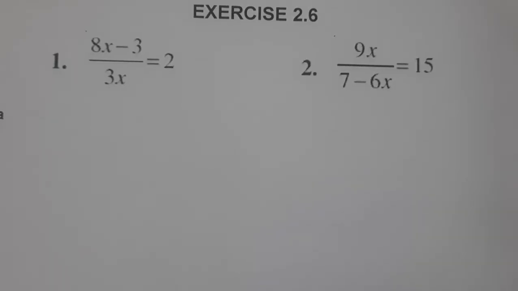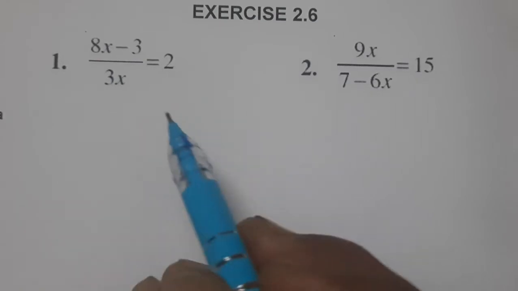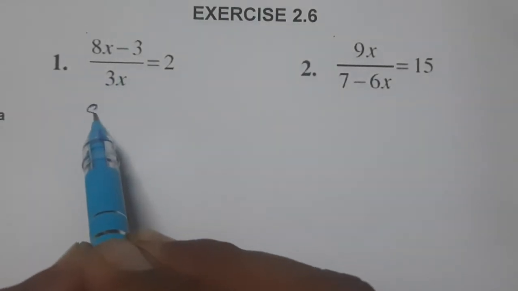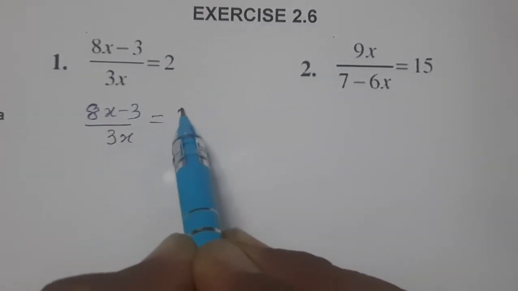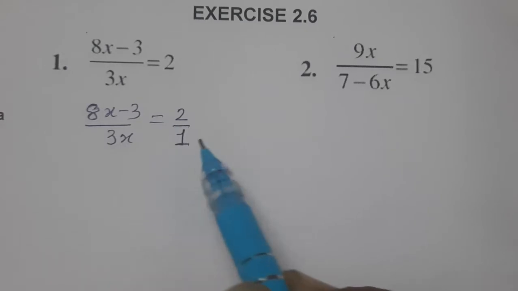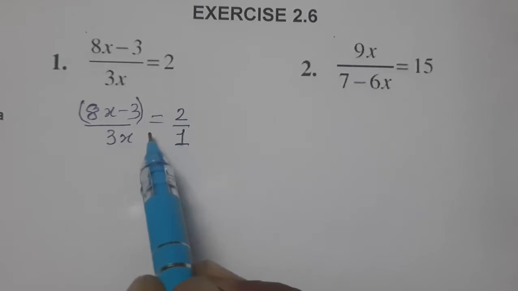So children, I think you all understood linear equations with the cross multiplication method. Now we are going to start Exercise 2.6, question number 1. In the same way we will use the cross multiplication method as we did in the previous example: (8x - 3) by 3x equals 2. So what we'll do here also, (8x - 3) by 3x equals 2 by 1. We will put 1 as the denominator. Now again brackets. Now cross multiplying.